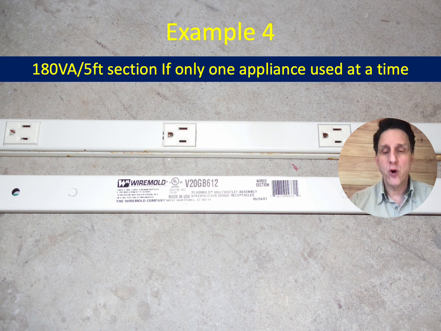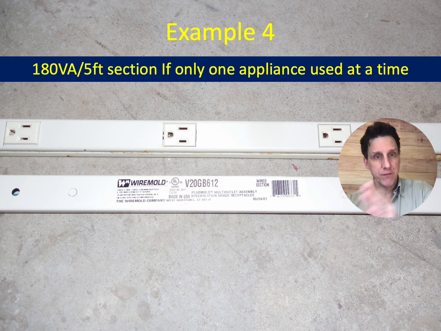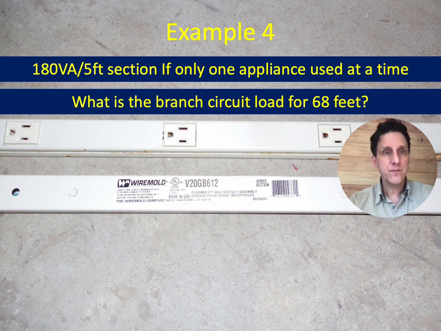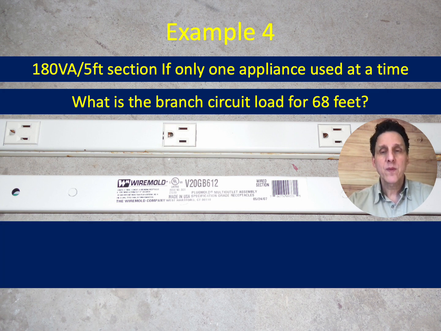This is example 4. Still only one appliance being used at a time, regardless of how many receptacles there are and how far apart they are. It's 180 volt amps for every 5 feet or fraction thereof, if only one appliance is getting used at a time. What's the branch circuit load for 68 feet of this multi-outlet assembly? Again, we need to know how many 5 foot sections because each one of those is calculated at 180 volt amps.